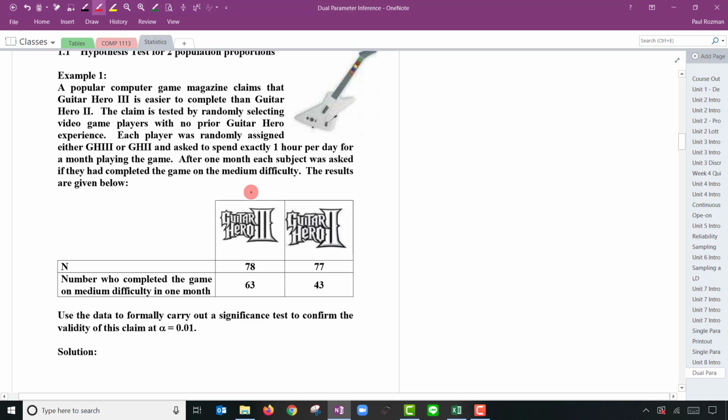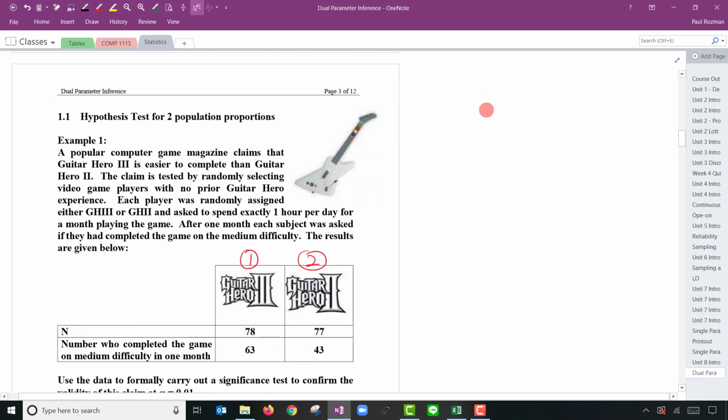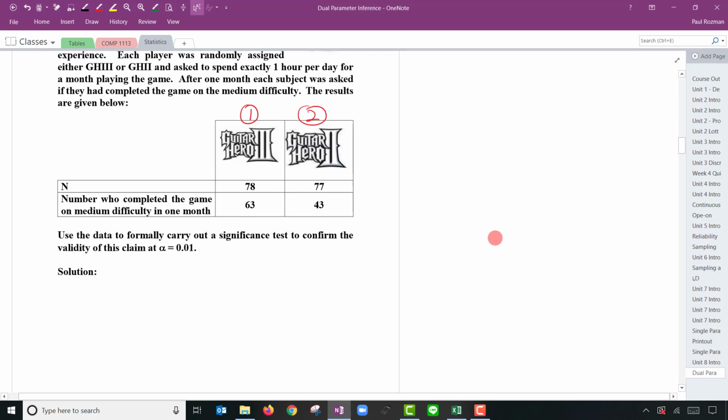I'm going to call Guitar Hero 3 players group number 1, and I'm going to call Guitar Hero 2 players group number 2. Remember from our formula, we had all these subscripts, group 1 and group 2. So just so I don't get confused along the way, I want to make sure I label them. It's easy to start mixing them up; if I called Guitar Hero 2 group 1, for example, it might have been confusing. Let's run through our steps here.